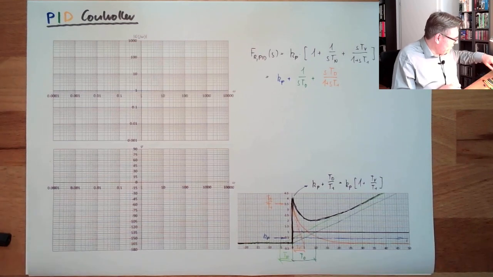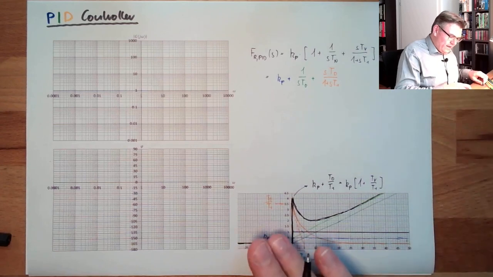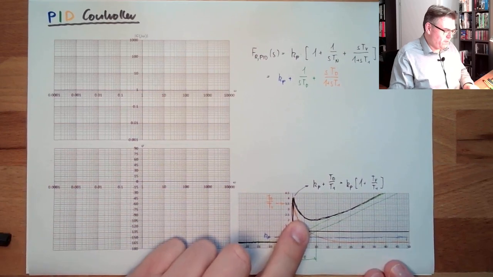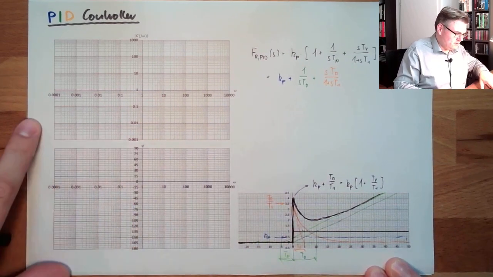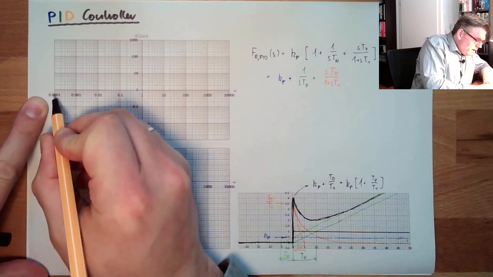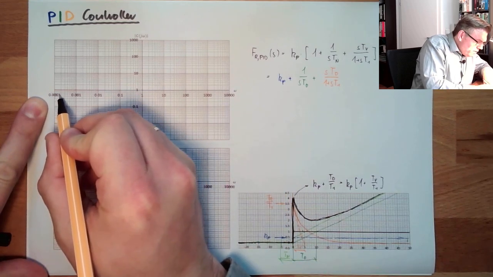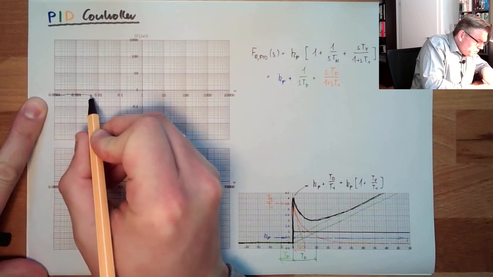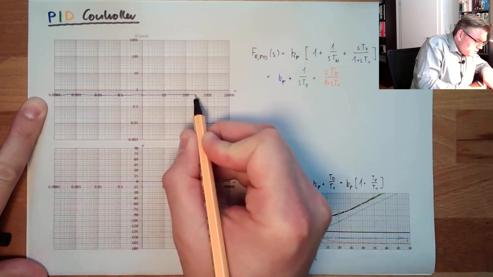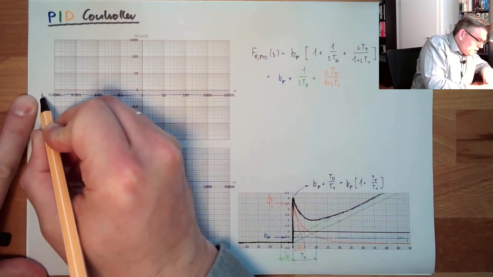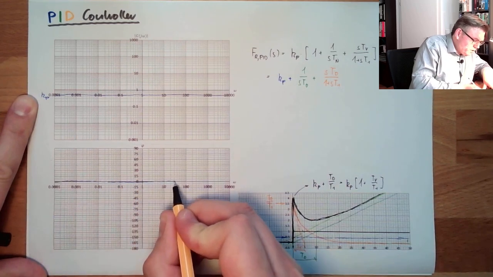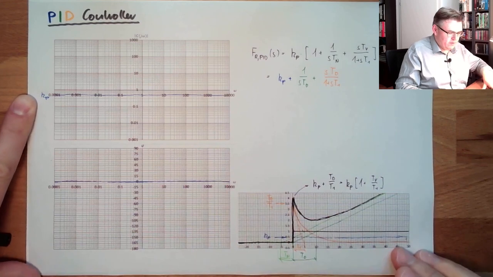And now I cannot make it entirely so that it exactly fits here. However, let's remember the proportional part. This I can do, 0.5, 1, 2, 3, 4, 5. So here we have 2, 3, 4, 5. Here we have the proportional part. It's just at Kp. And here we are at 0 degree. This was the proportional, a P element.